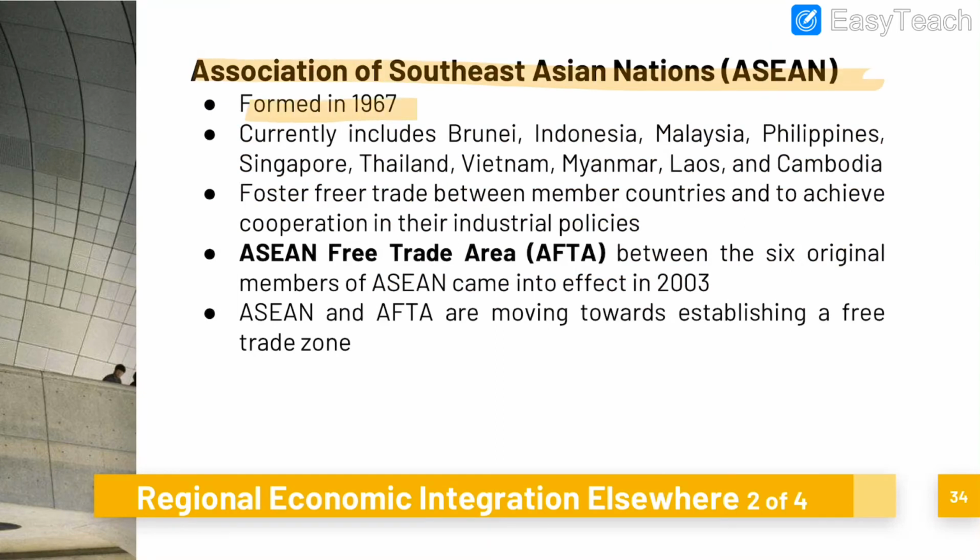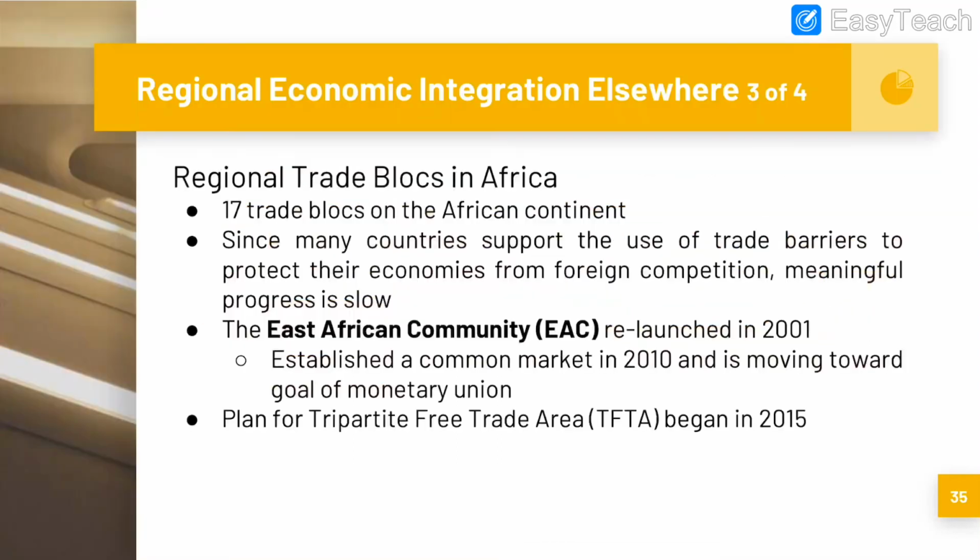So we have ASEAN, formed in 1967. Southeast Asia normally includes countries such as Brunei, Indonesia, Malaysia, Philippines, Singapore, Thailand, Vietnam, Myanmar, Laos and Cambodia. It aims to foster freer trade between member countries and achieve cooperation in their industrial policies. They have the ASEAN Free Trade Area, AFTA, between the six regional members of ASEAN, which came into effect in 2003, and ASEAN and NAFTA are moving towards establishing a free trade zone.